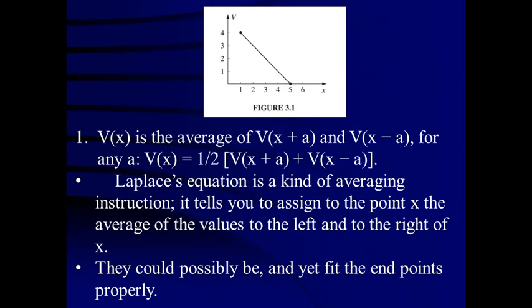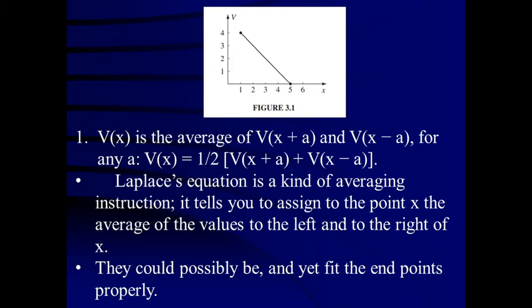You can see in this graph that at x is equal to 5, the potential is going to be 0, and at x is equal to 1, the potential is going to be 4. And this is the straight line. What conclusions does it give? There are mainly two conclusions from this graph. That is, the Laplace equation is an averaging instruction.